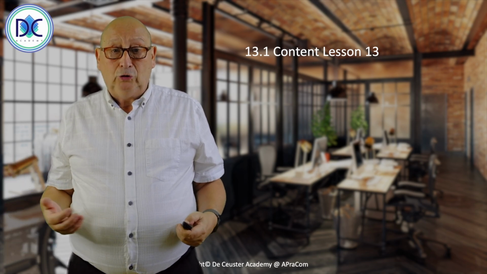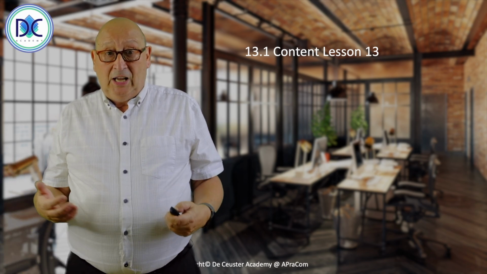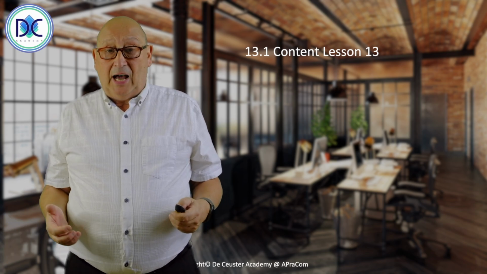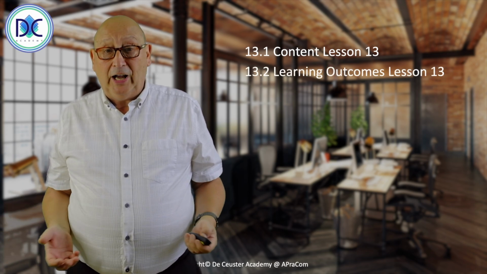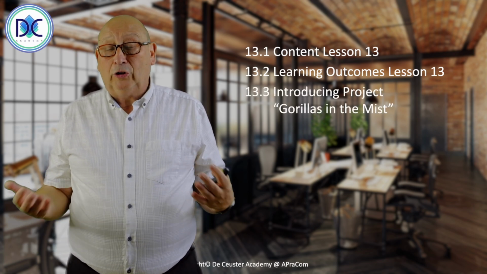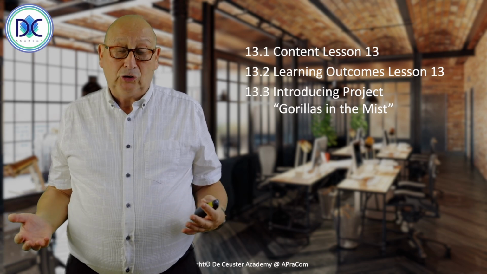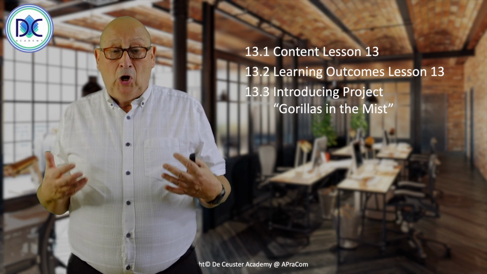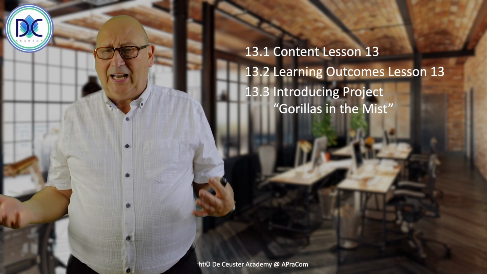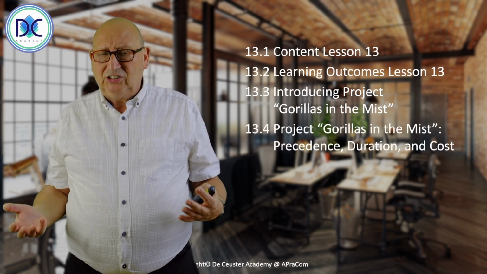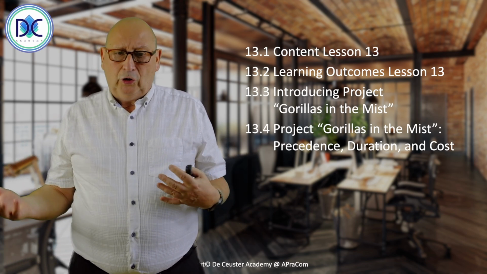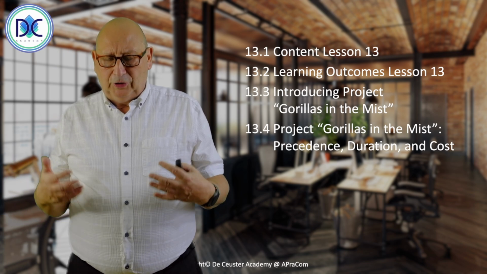So what we are going to do in this lesson: first of all, I'm giving you the content. Then I will have an overview of the learning outcomes. And then we are going to look at project Gorillas in the Mist, the final project of this course. I'm going to describe what the project is about. What are we going to do? What are the activities? What is the precedence information? What is the cost information? We are looking at creating all the different parameters.